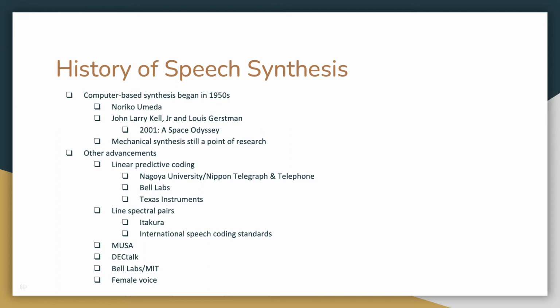Linear predictive coding, a type of speech coding, started to be developed at Nagoya University with Nippon Telegraph and Telephone in 1966. In the 1970s, Bell Labs furthered research on this. LPC became the basis for Texas Instruments speech chips. In 1975, Itakura, developer of LPC, developed line spectral pairs for high compression speech coding. By the 1990s, it was adopted by nearly all international speech coding standards.